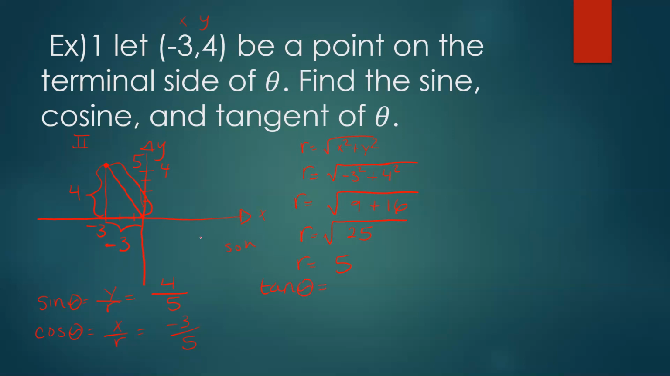So what's tan theta? It's also y over x. So what's my y value? This is my y value, right? So this is 4. And then my x value is -3. Okay, so that's why it's 4 over -3.